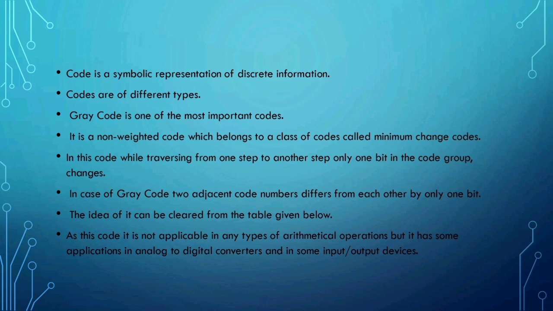It is a non-weighted code which belongs to a class of codes called minimum change codes. In this code, while traversing from one step to another step, only one bit in the code group changes. In case of gray code, two adjacent code numbers differ from each other by only one bit. The idea of it can be made clear from the table given below. As this code is not applicable in any type of arithmetical operations, but it has some application in analog to digital converters and in some input-output devices.